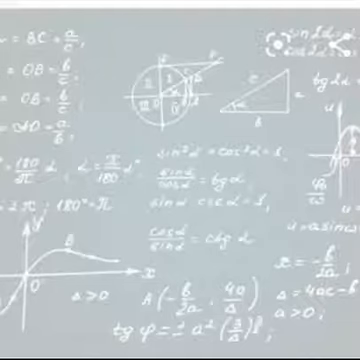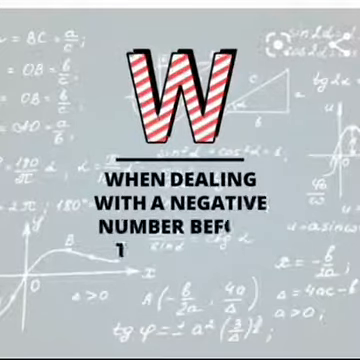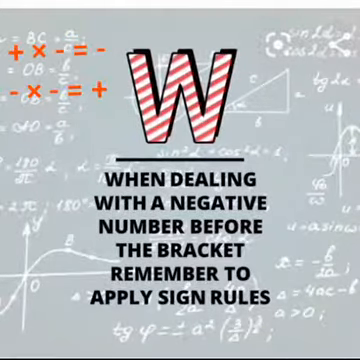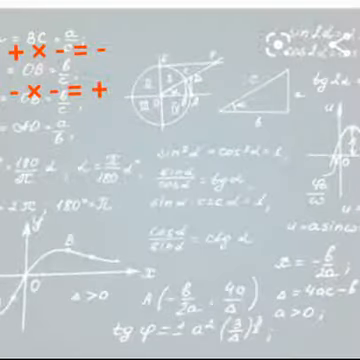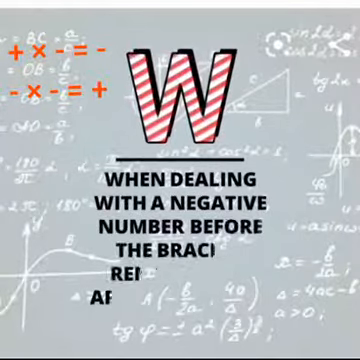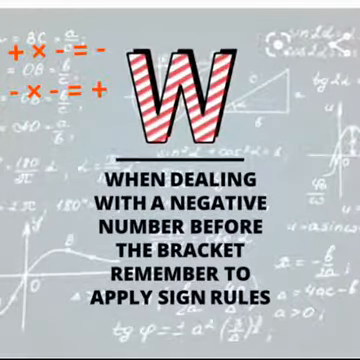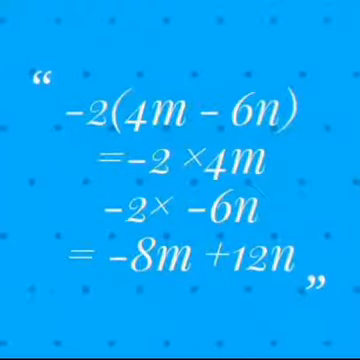We can simplify further. Now, when you are dealing with a negative number before the bracket, remember to apply sign rules. What are sign rules? When same signs are multiplying each other, you have a positive result. But when different signs are multiplying each other, you have a negative result.